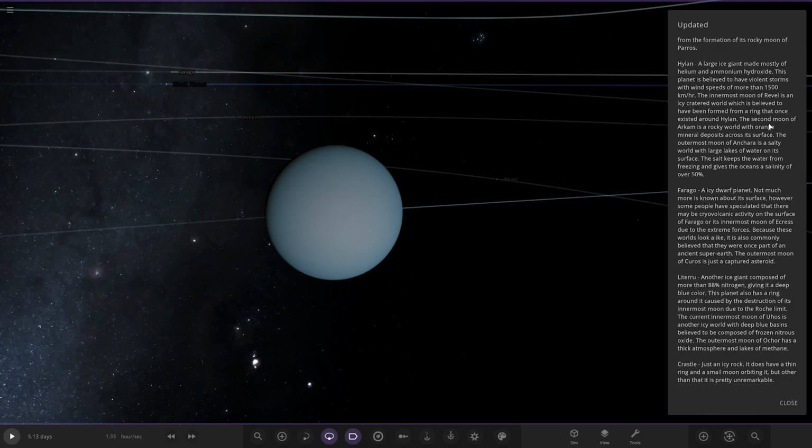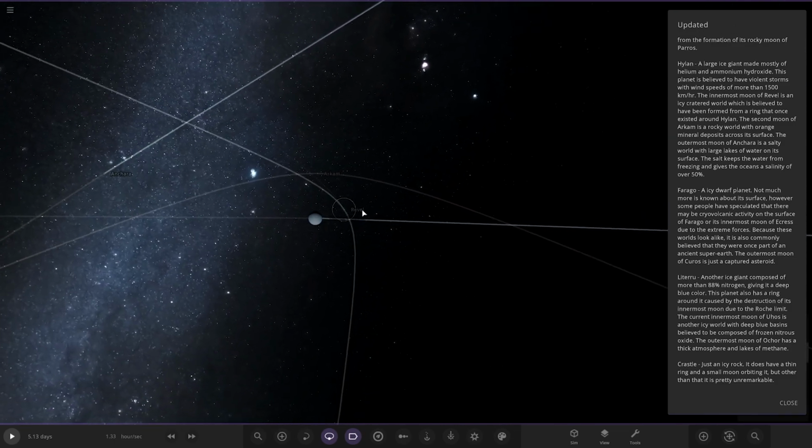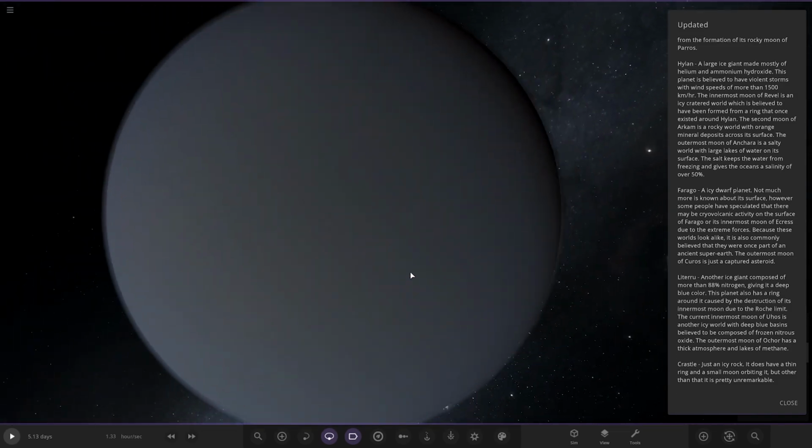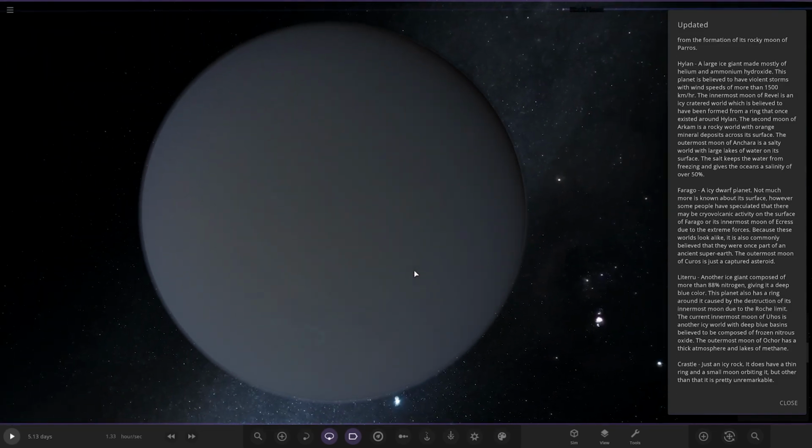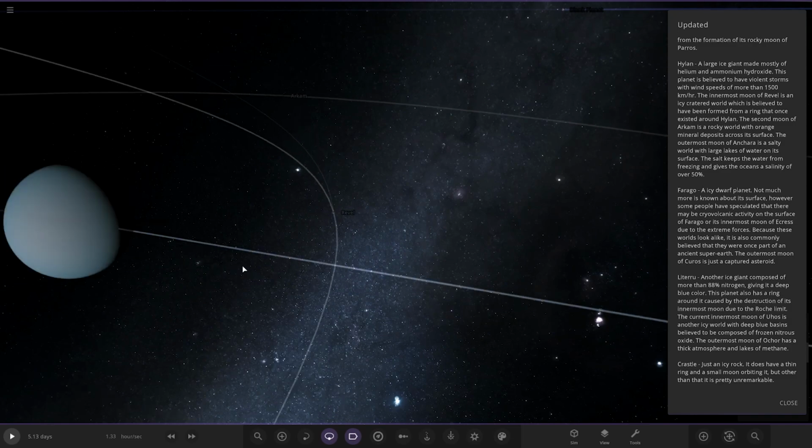Wait, so is it called Hylan or Revel? Oh, there's Revel there. So this is the innermost moon. Okay, gotcha. So, it's an icy cratered world which is believed to have formed from a ring that once existed around Hylan. The second moon, Arkham, is a rocky world of orange mineral deposits.